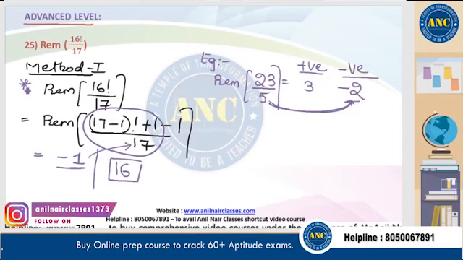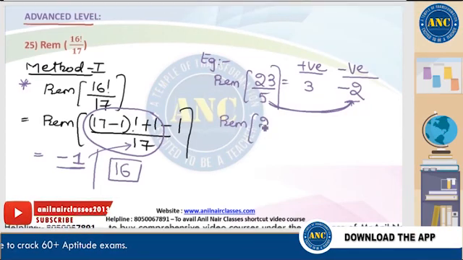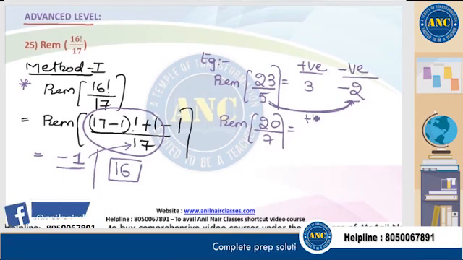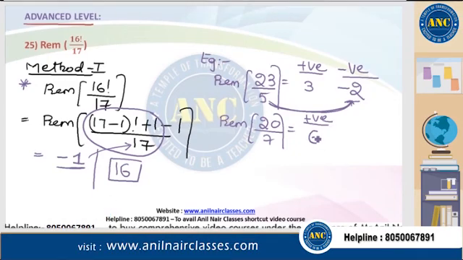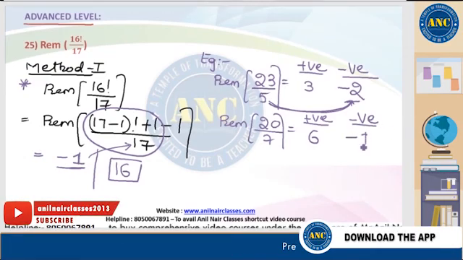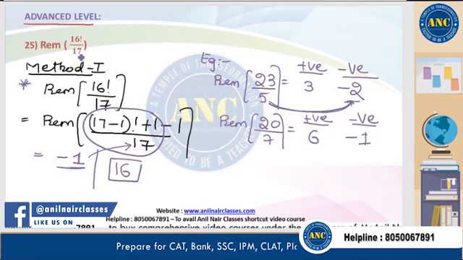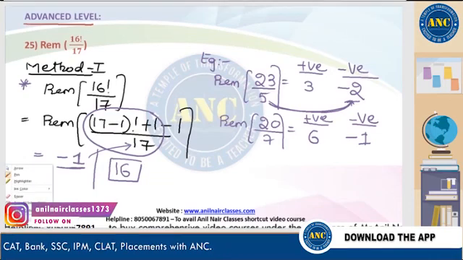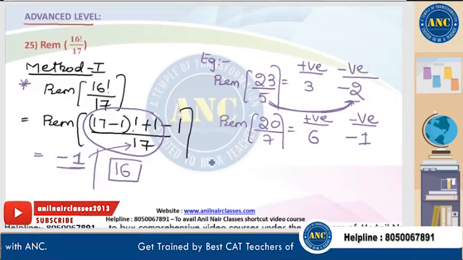Those of you who are not comfortable with negative remainders, one more question. 20 divided by 7. 7 twos are 14. The remainder is the remaining part. 7 twos are 14, the positive remainder is 6. The negative remainder will be: 7 threes are 21, so the negative remainder will be minus 1. Convert this question into P minus 1 factorial plus 1 when divided by P, the remainder is 0. That is the concept I used here.